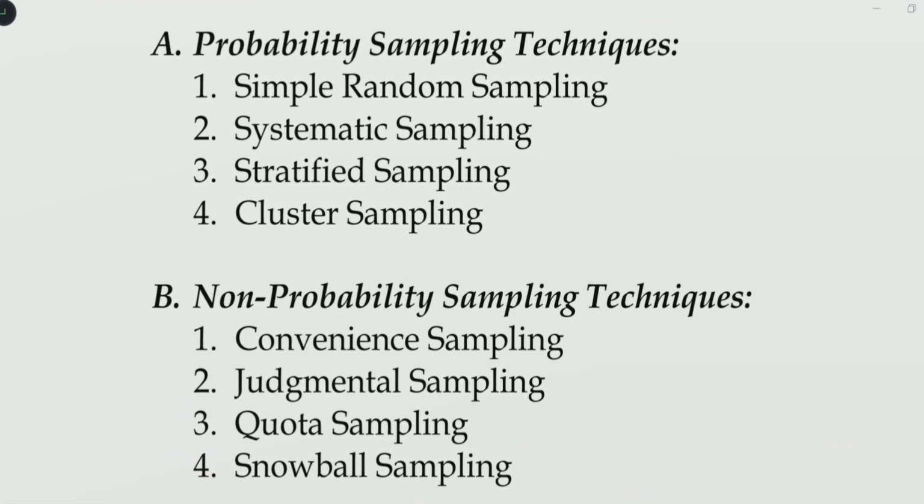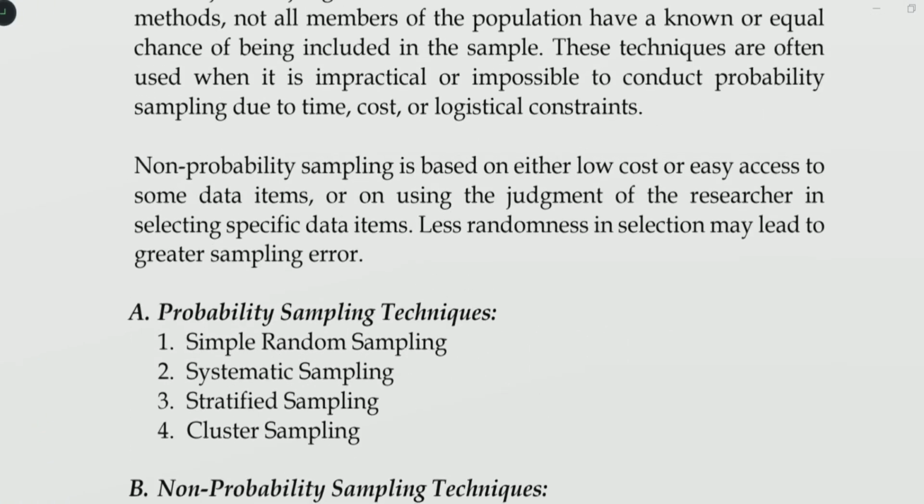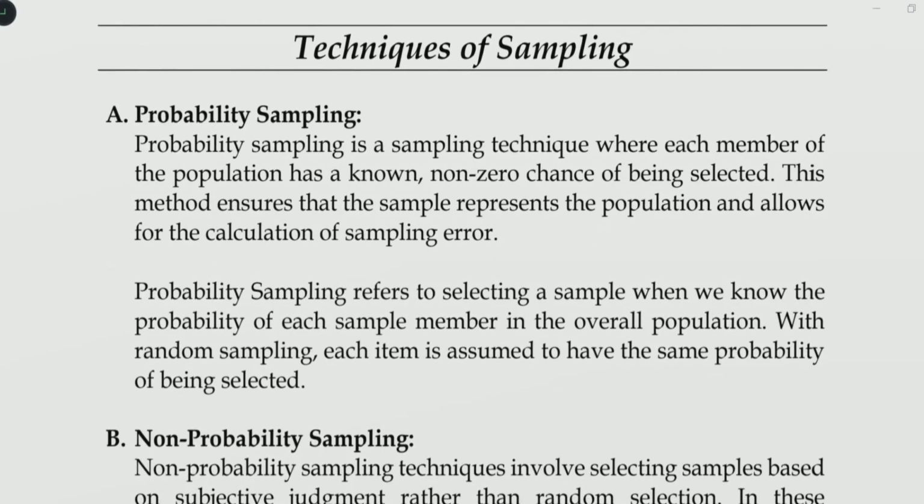Alright friends, I am sure you would have completed writing this whole thing. So now, let us get back to what we were discussing as techniques of sampling. We are first going to talk about probability sampling. Probability sampling is a sampling technique where each member of the population has a known non-zero chance of being selected.